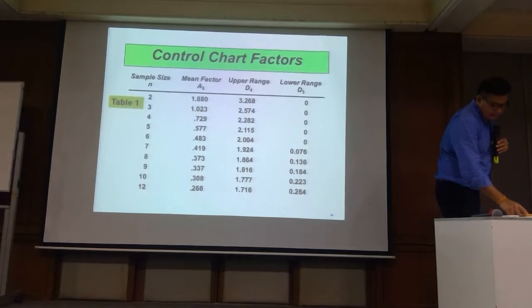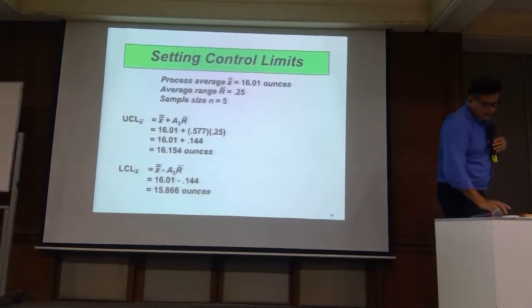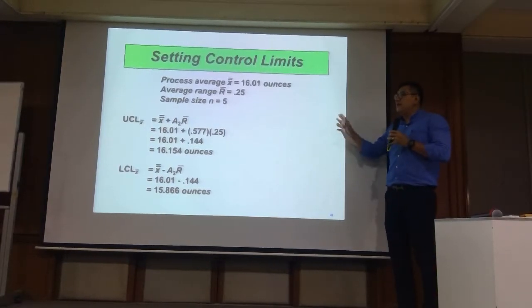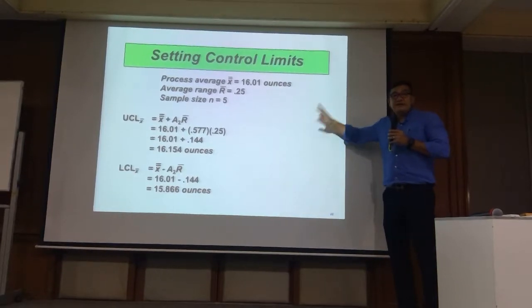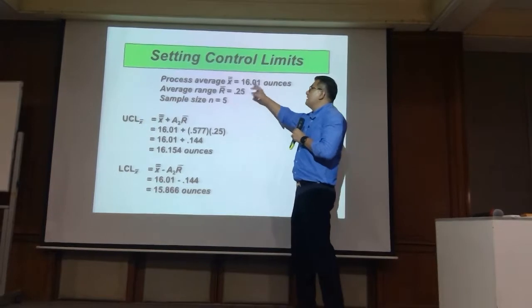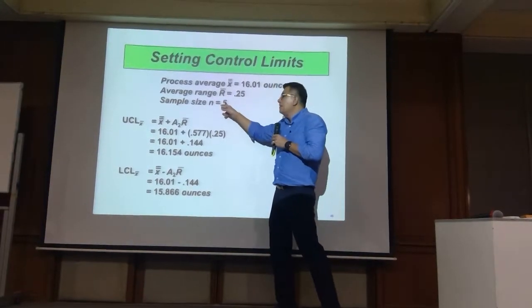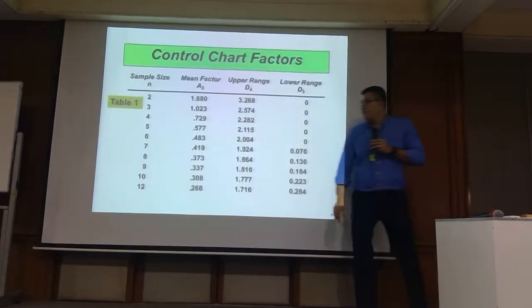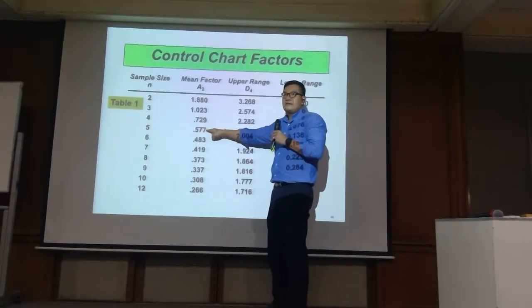This is not the same example. I'm just showing you how we can substitute the value from the table. Let's say that I calculate X bar is 16.01, R bar is 0.25, and n is equal to 5. We go to the table, and for n equal to 5, A2 is 0.577.